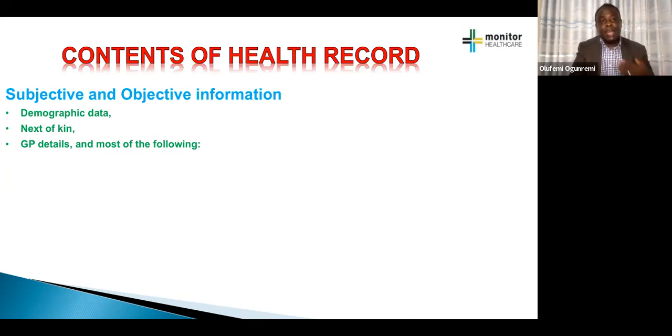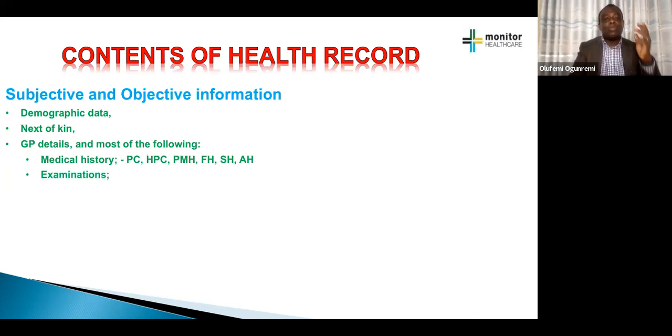From there, you get a detailed history. As medical students, we're taught how to collect information from patients. So you talk about the medical history: the history of presenting complaint, past medical history, family history, social history, allergy history. We put all this together, and all of this will be found in the patient's record.